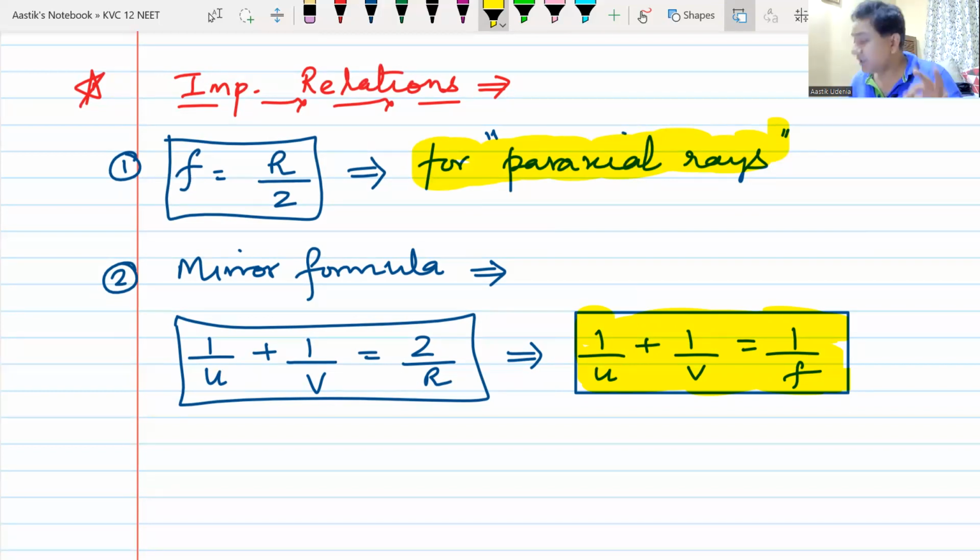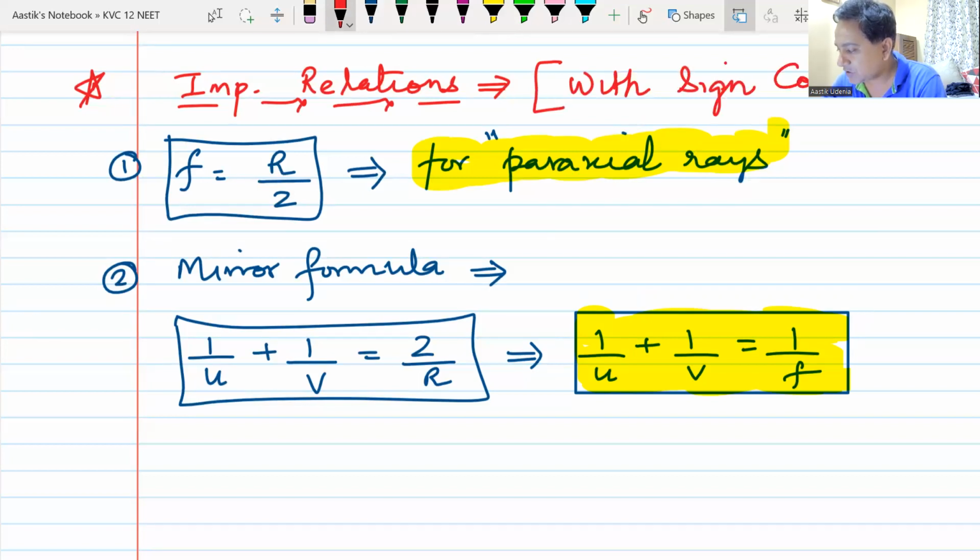Now remember, all these formulae, whatever we have written, must be used with what? They must be used with proper sign convention. If you do not use them with sign convention, these formulas are invalid. Now, since sign convention is there, focal length will also have the sign convention.